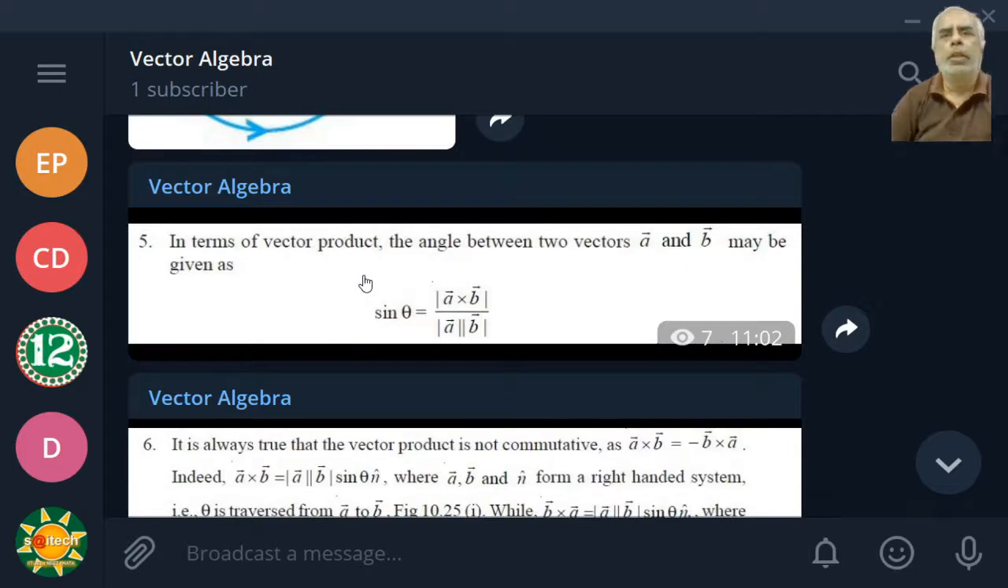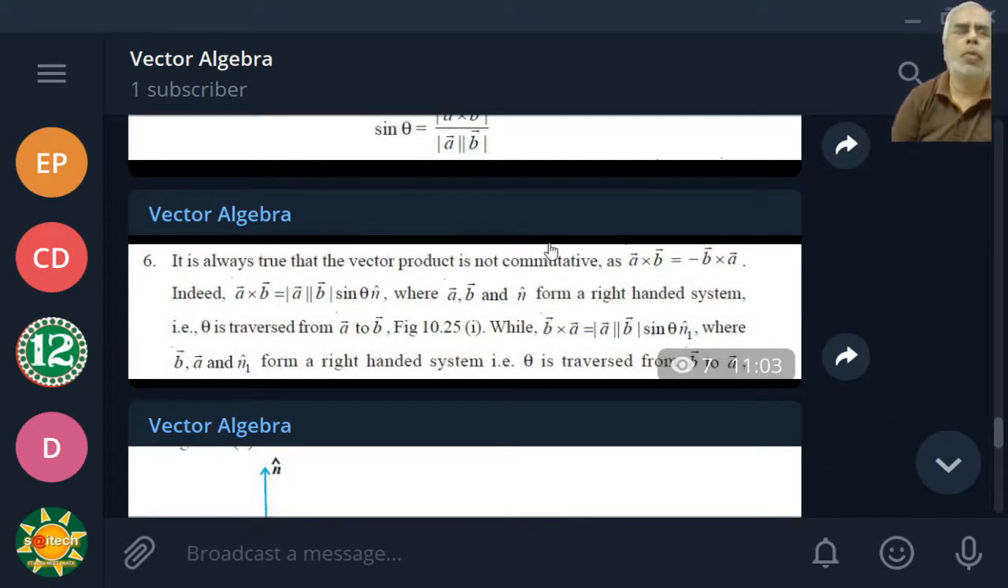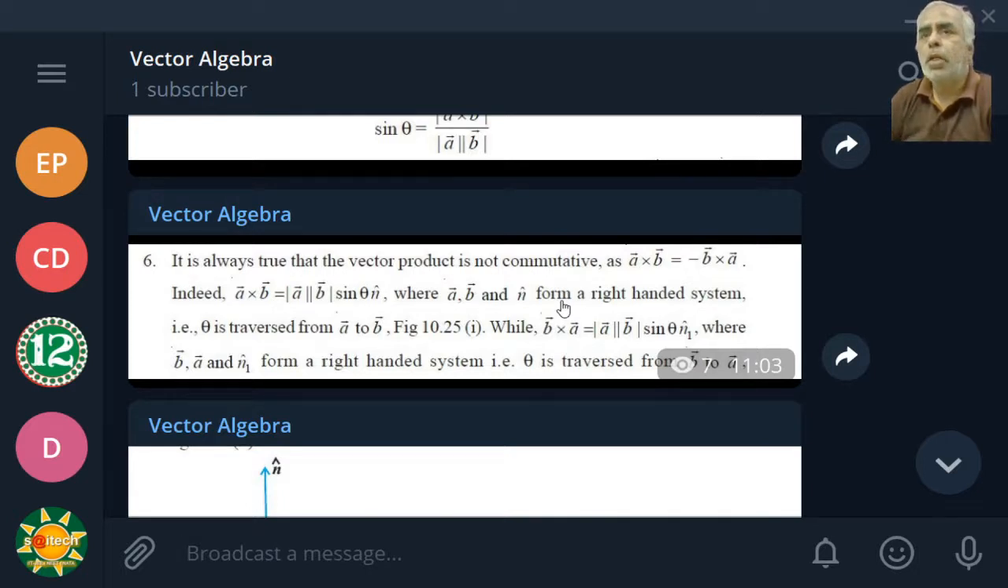Then, in terms of vector product, we are much worried about once again the angle. So sine theta is equal to, as usual, modulus of A cross B divided by modulus of A into modulus of B. So in that case, you have to introduce the modulus for A cross B also. And theta means sine inverse of that one. Then it is not a commutative one. A cross B is not equal to B cross A because it is reversed. So A cross B is equal to minus B cross A.